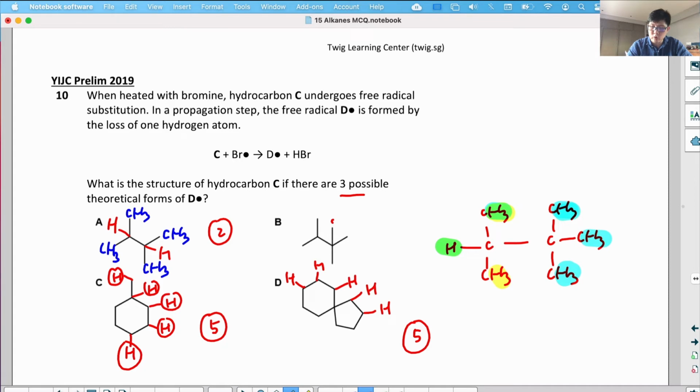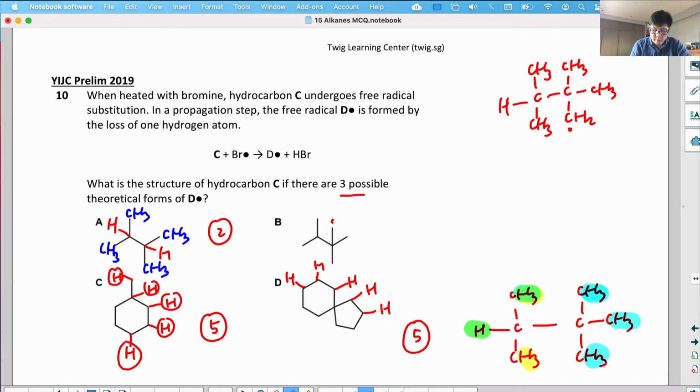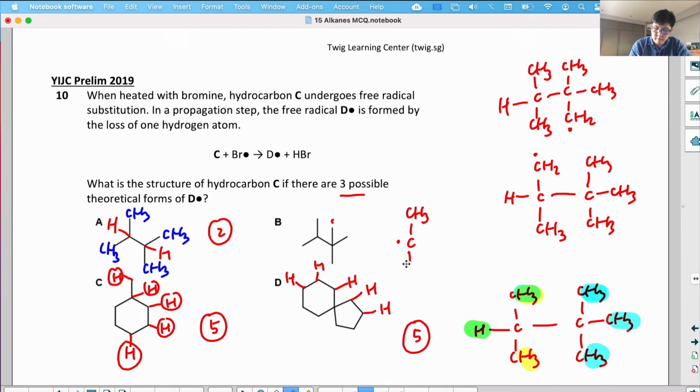If you need me to draw it out, it's probably like this. This is the first possible radical. Just for this question, I'm only going to draw 1 possibility. The second possible radical will be, of course, this one, CH2 dot. And the last one is just this radical. So that's how it's done. These are the 3, so the answer is B. Got it? Let's go to question 11.